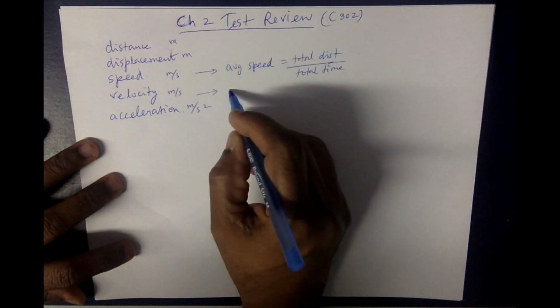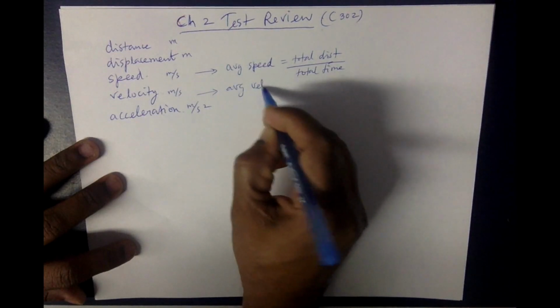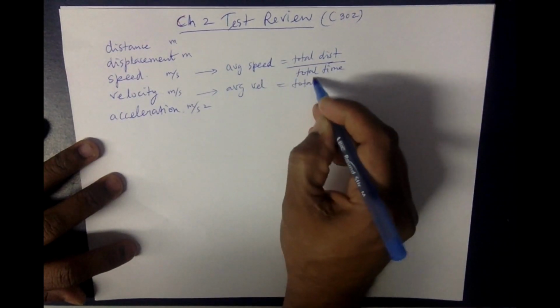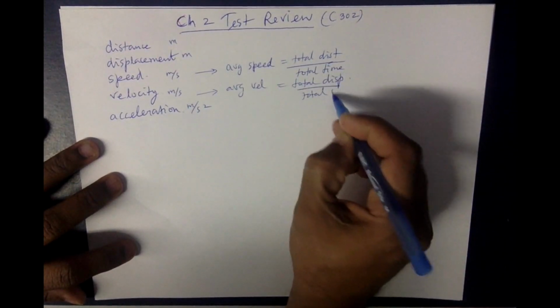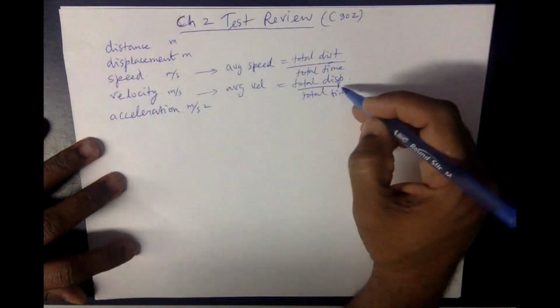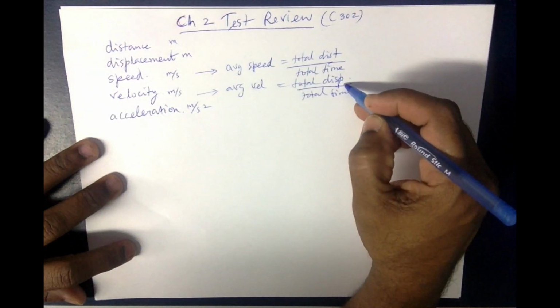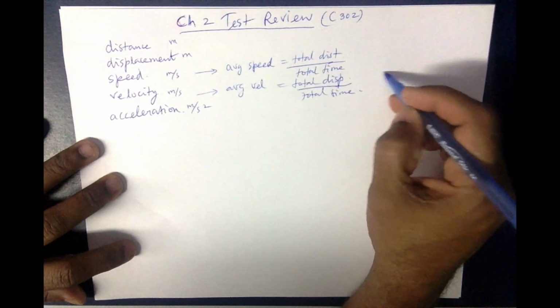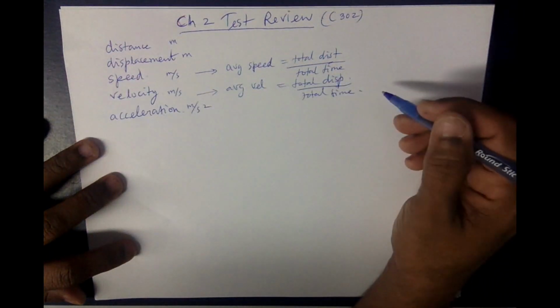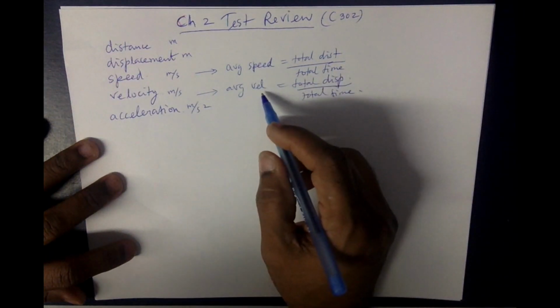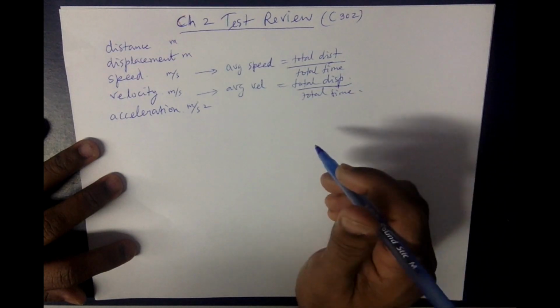Similarly, what is average velocity? Average velocity is the total displacement over total time. Now, for a round trip, the displacement is going to be 0 because it goes and comes back. So total displacement can be 0 in some cases. In that case, the average velocity of a round trip is supposed to be 0.